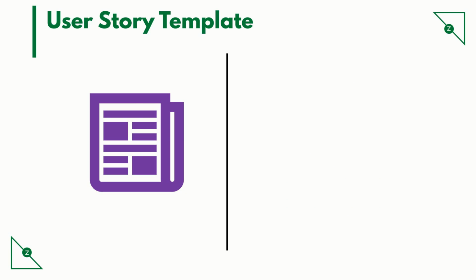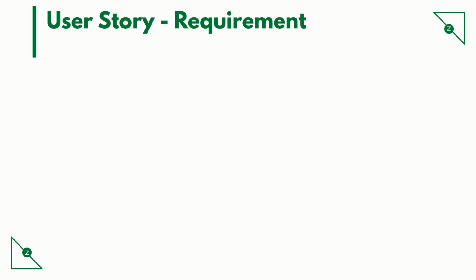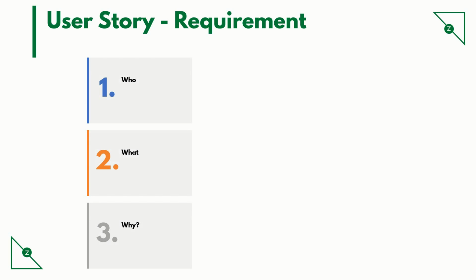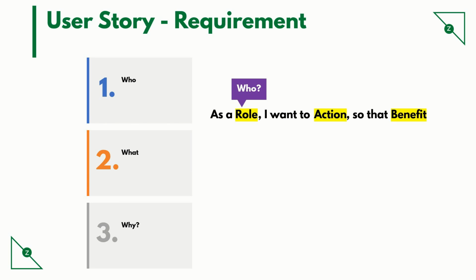Every user story is defined with two parts: the requirement and the acceptance criteria. The requirement again has three parts to it: who, what, and why. Here's an example. As a role, I want to do an action so that I can benefit. The role part is who, the action part is what, and the benefit part is why.